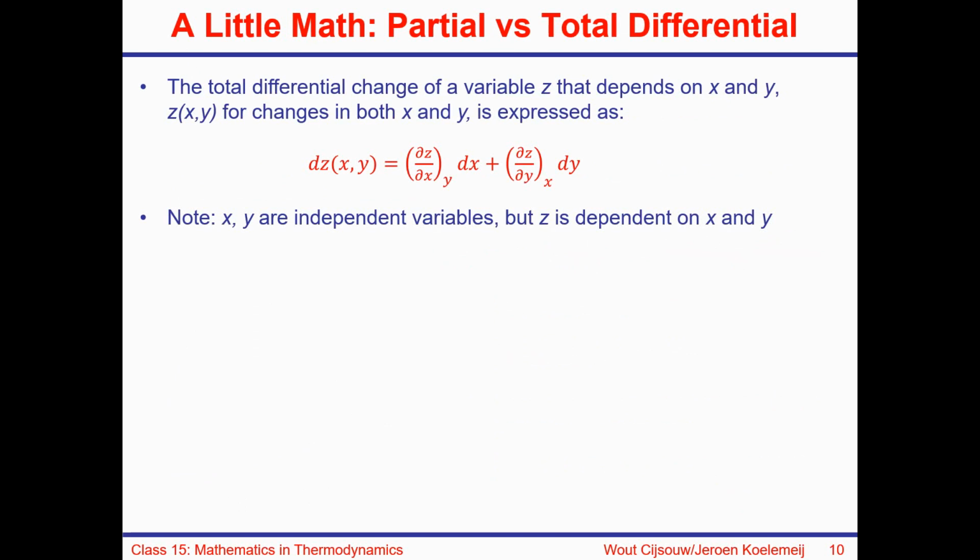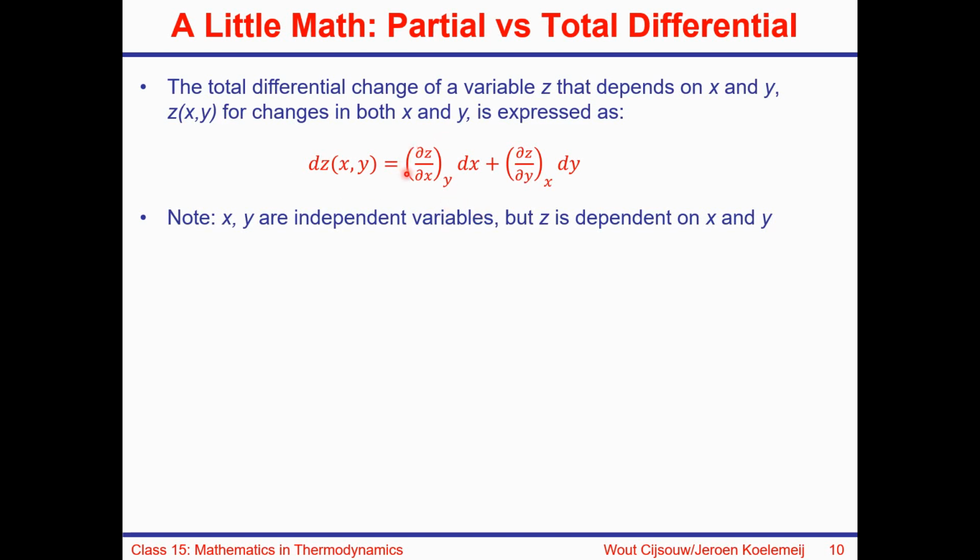Now let's take a closer look at this total differential. So we have our function z of the variables x and y, and we can write the total differential as follows. Let me pull up my pointer. We can intuitively understand that a variation of x by an amount of dx will lead to a variation of z. And we can also understand that a variation of y by dy will lead to a change in z. But what are the proportionality constants?